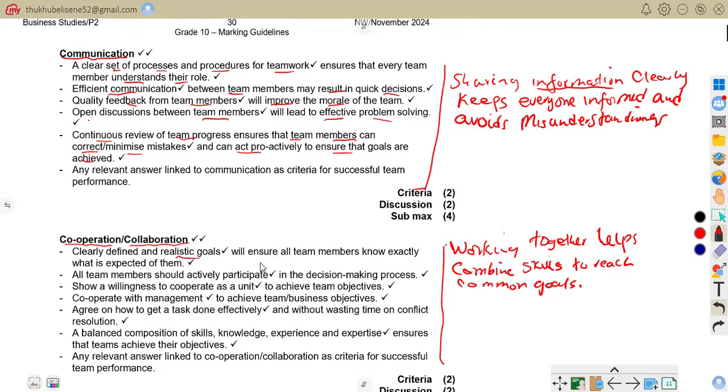Clearly defined and realistic goals will ensure that team members know exactly what is expected of them. The team members should actively participate in the decision-making process. Show willingness to cooperate as a unit to achieve team objectives. Cooperate to achieve team or business objectives. Agree on how to get tasks done effectively without wasting time on conflict resolution. A balanced composition of skills, knowledge, experience, and expertise ensures that teams achieve their objectives.